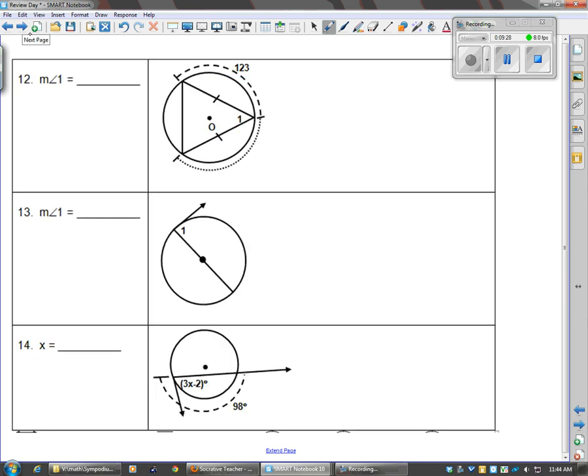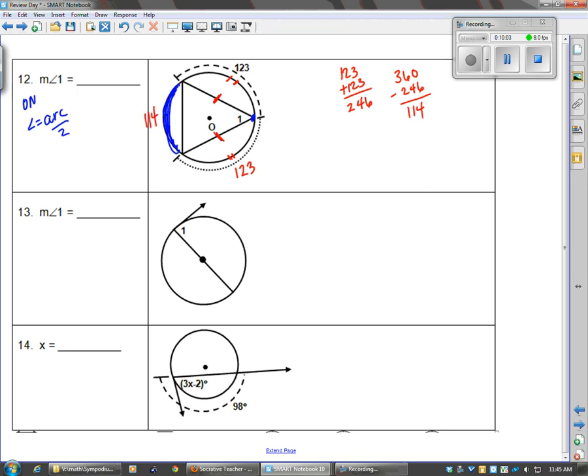Number 12. Vertex is on the circle. Angle equals arc divided by 2. Problem is, I don't know what that arc is. So I start looking around for other information. These marks tell me that their corresponding chords are congruent. So 123 plus 123 is 246. When I subtract 246 from 360, I get 114. That's this arc over here. Not finished. They asked me for the angle measure. So the angle equals the 114 cut in half, which is 57.